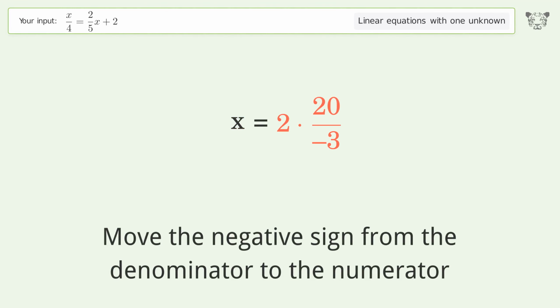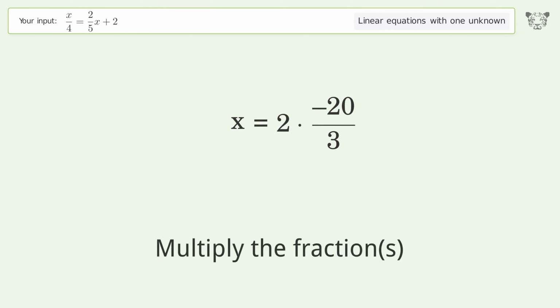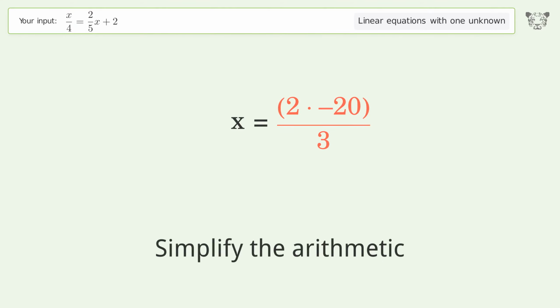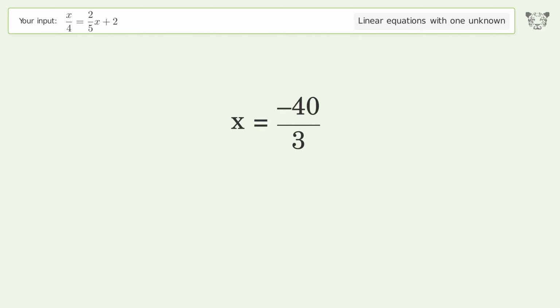Move the negative sign from the denominator to the numerator. Multiply the fractions. Simplify the arithmetic. And so the final result is x equals -40/3.